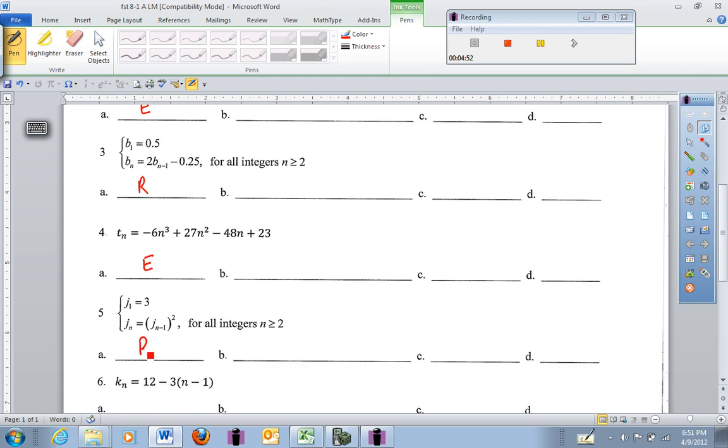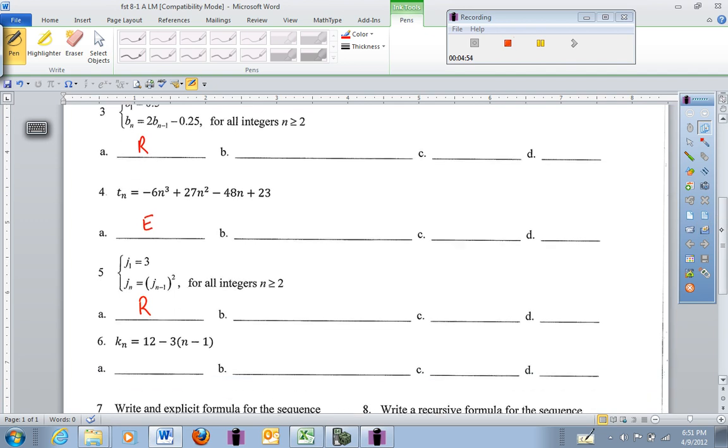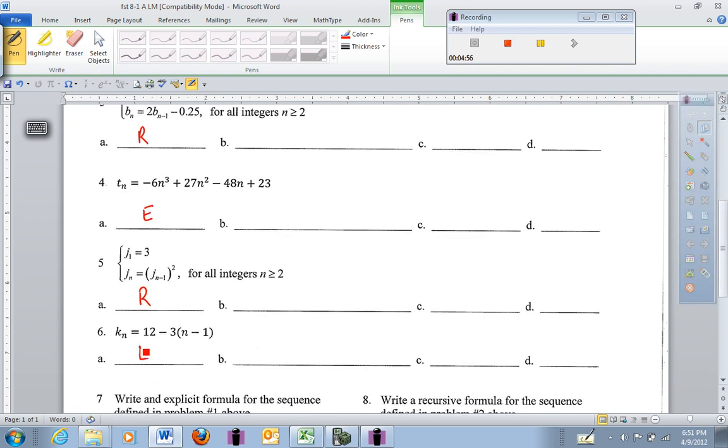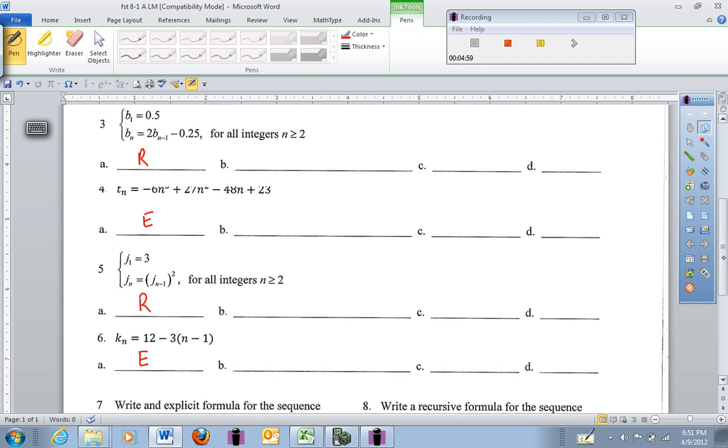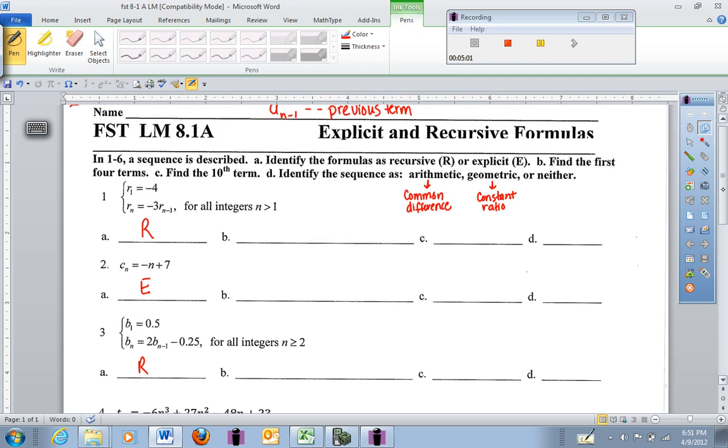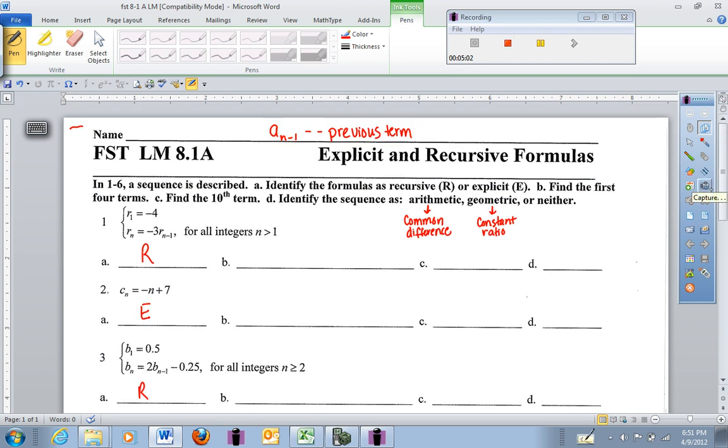Number 5, again, I see a recursive formula. And on number 6, I see an explicit formula. So if you can identify the difference between those, that's the first step. Now we're going to find the first 4 terms.